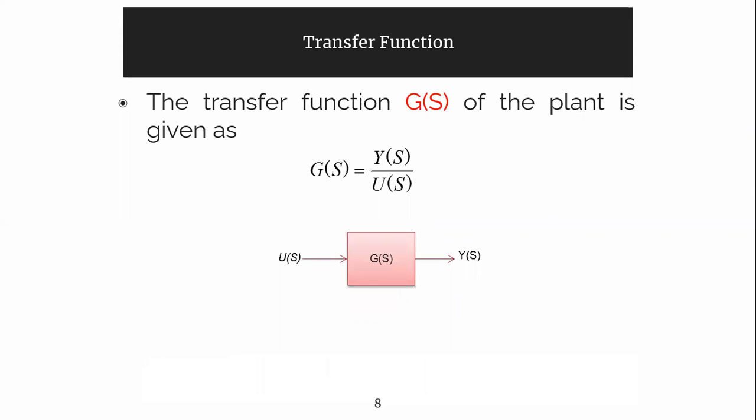In this case, the transfer function is denoted by g of s. By the definition of the transfer function, g of s equals the output divided by the input of the Laplace transformation. Here the output is y of s, which is obtained by taking the input and converting it with the Laplace transformation from the time domain to the frequency domain. Similarly, output divided by the input.